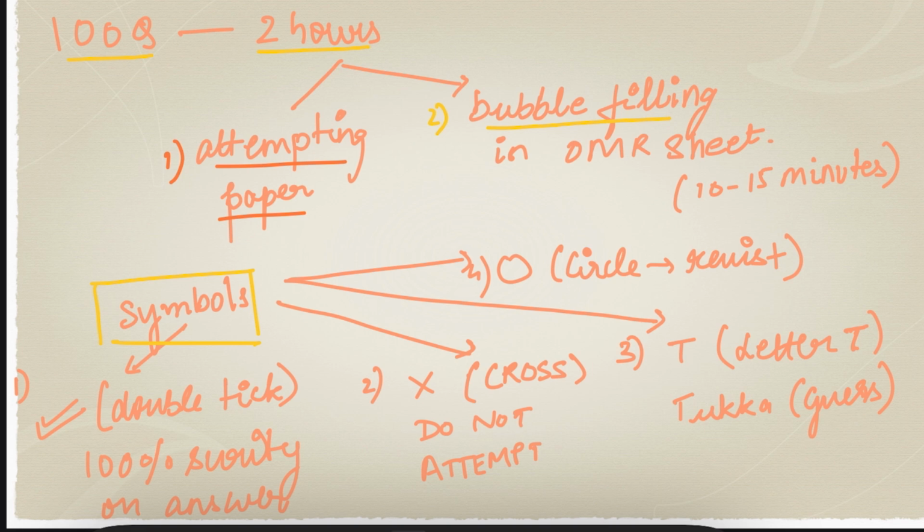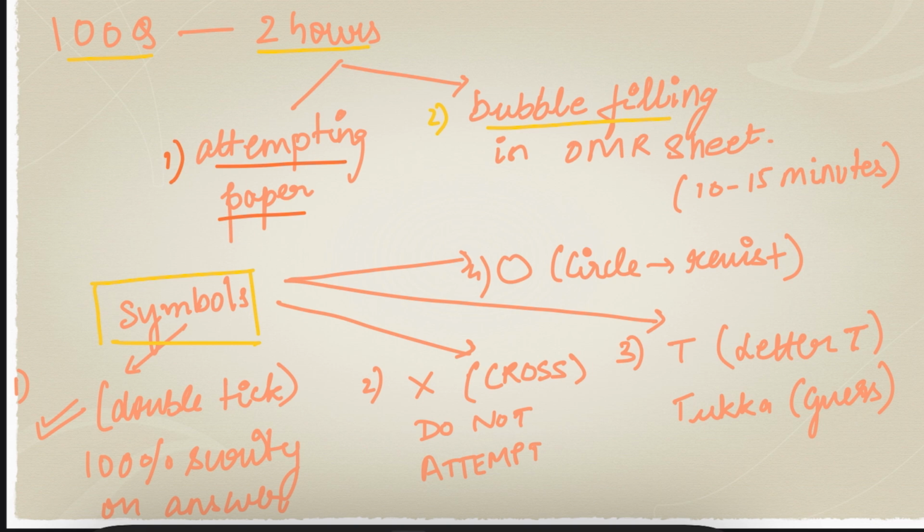Now, before discussing the strategy to attempt the paper, we will discuss certain symbols that you have to use, or you can devise your own symbols as well, which will help you in attempting your paper. Say a double tick you have to put on a question for which you are 100% sure that you know the answer to it.